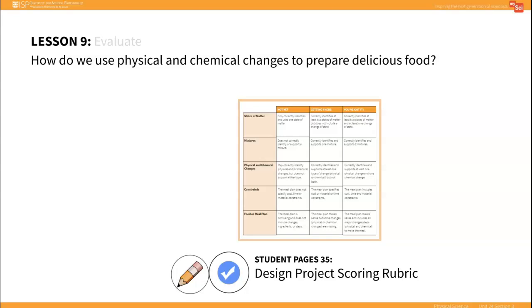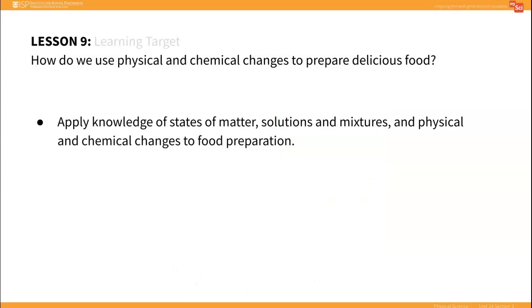Press students for evidence. They should be able to speak to mixtures and solutions when baking a cake, whether a physical or chemical change occurred using evidence. They can also even talk about the states of matter present when baking a cake. By the end of this lesson, students will have applied their knowledge of states of matter, solutions and mixtures, and physical and chemical changes when describing their favorite meal. This concludes Unit 24, What's Consistent About Matter.